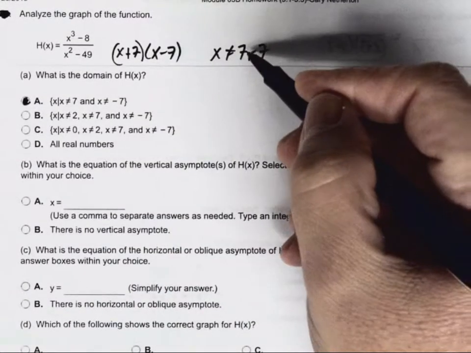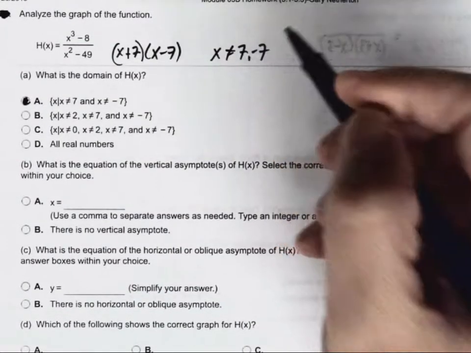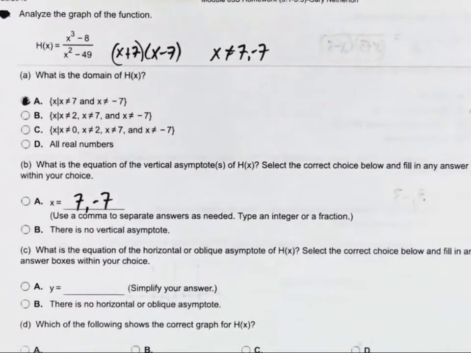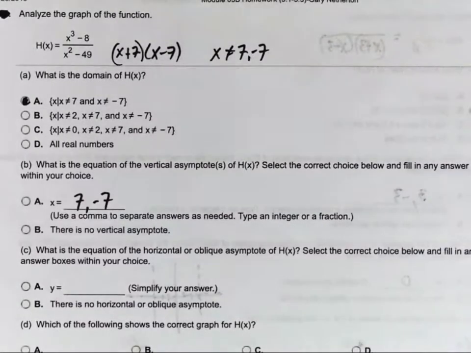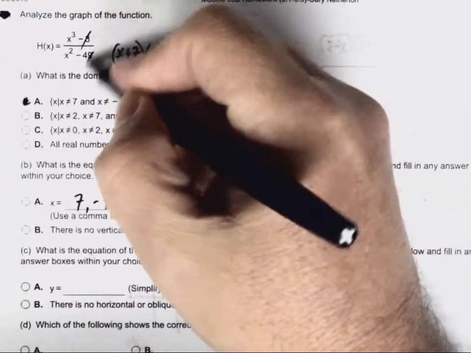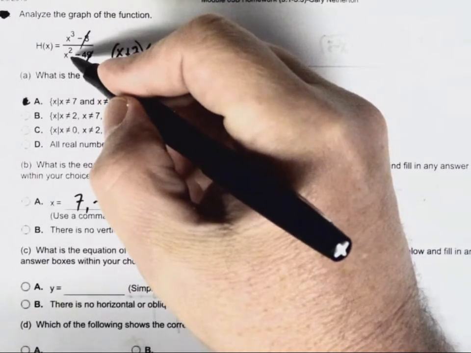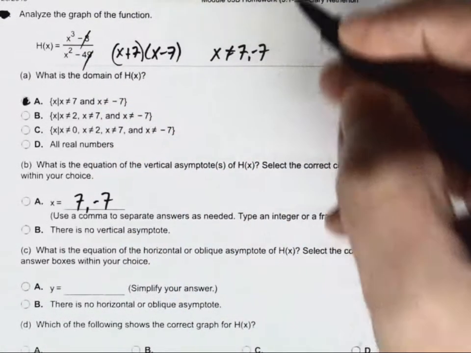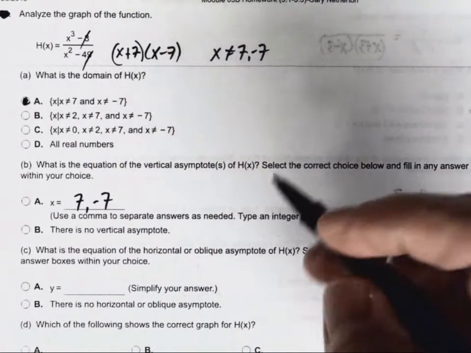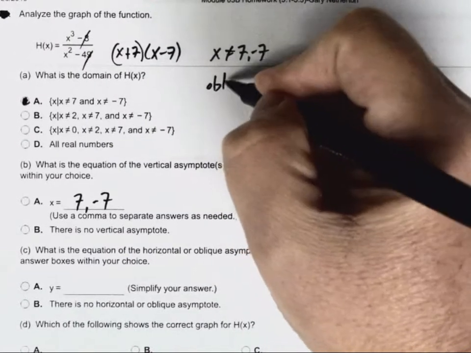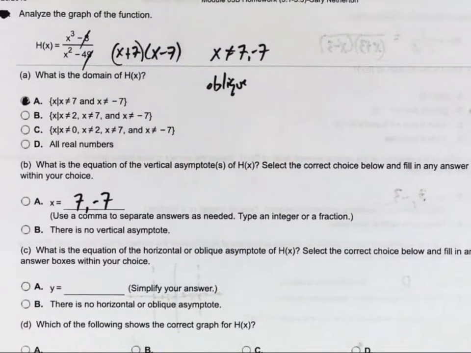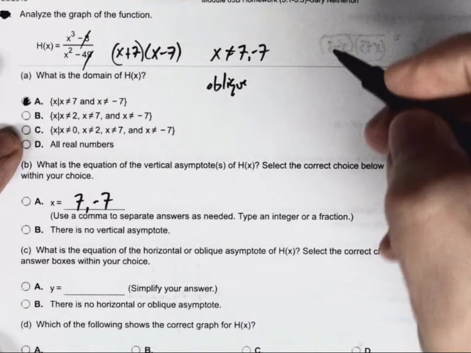Vertical asymptotes just spring from this, right? 7 and negative 7. Horizontal or oblique? All right, so let's look at our leading terms. And we notice here the top is larger than the bottom, and actually it's one larger. So you know what this is? I'm going to have an oblique asymptote. So here I have to do my long division.